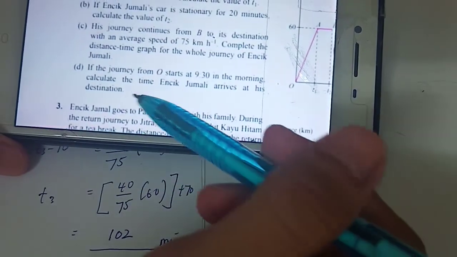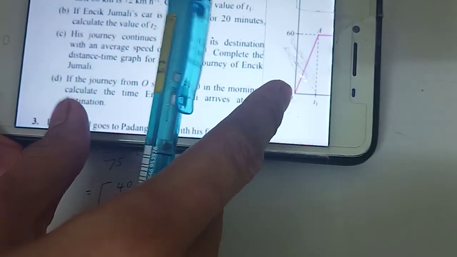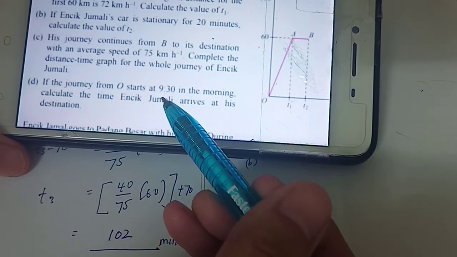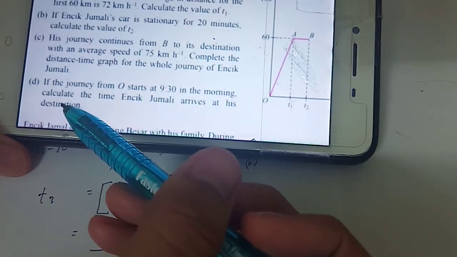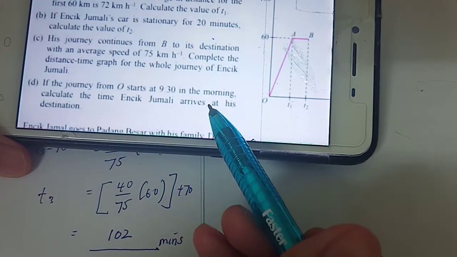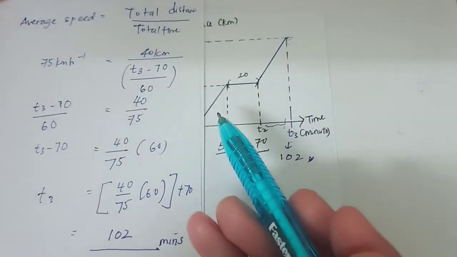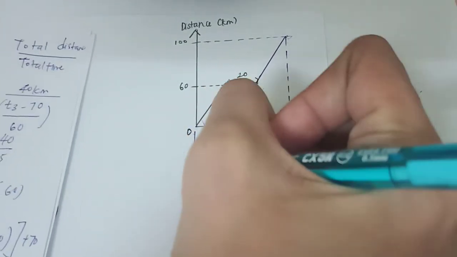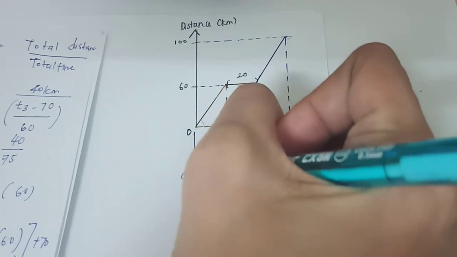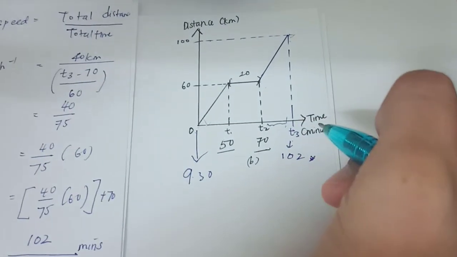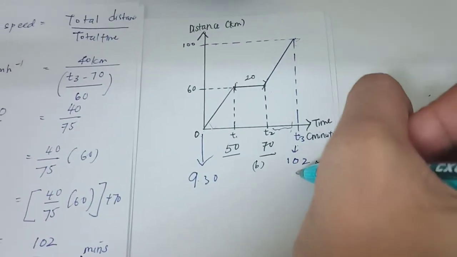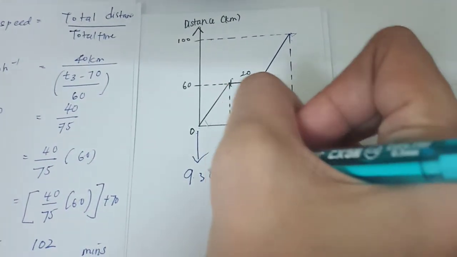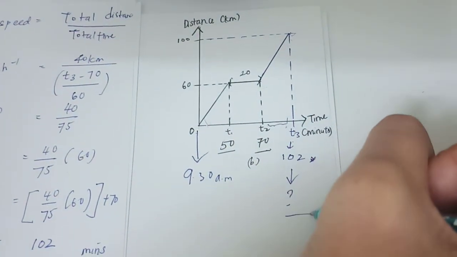Question D. If the journey from O starts at 9:30 in the morning, calculate the time Encik Jumali arrives at the destination. So it's telling us that he starts his journey at 9:30. So what time does he arrive here? Okay, 9:30 a.m. Okay, so what time does he arrive here?